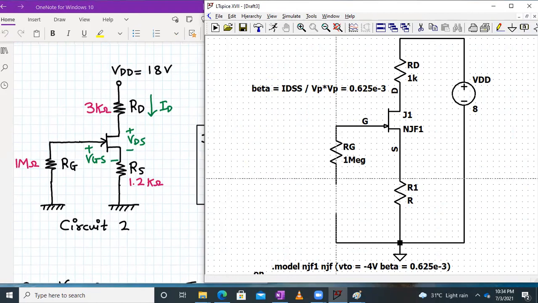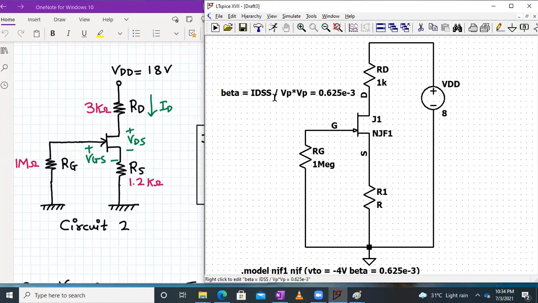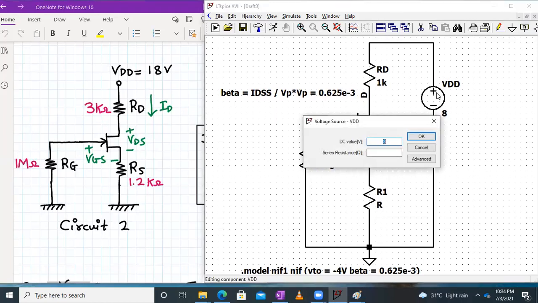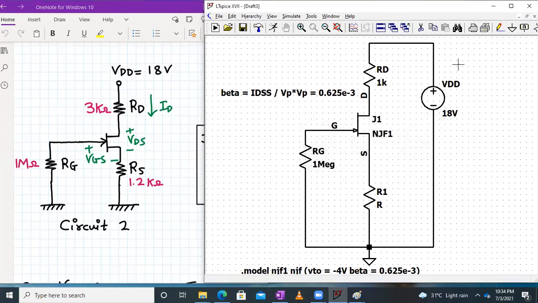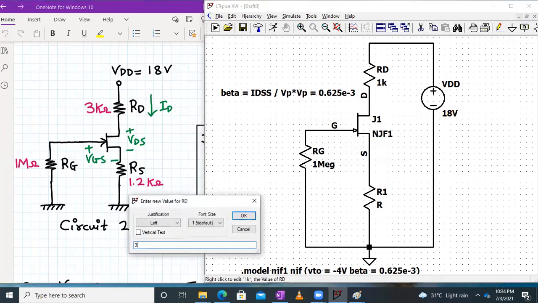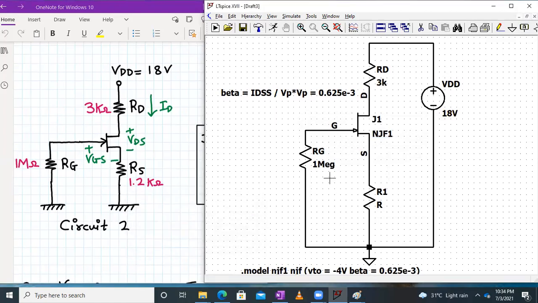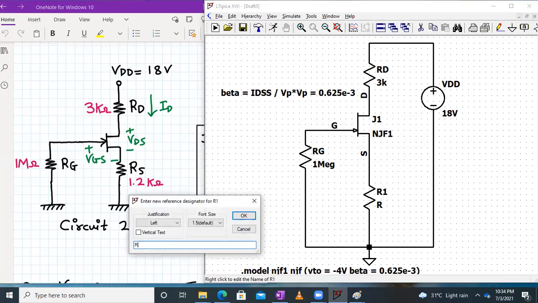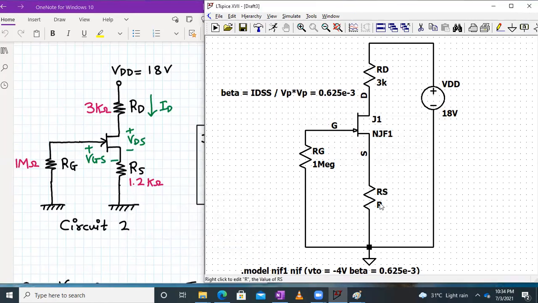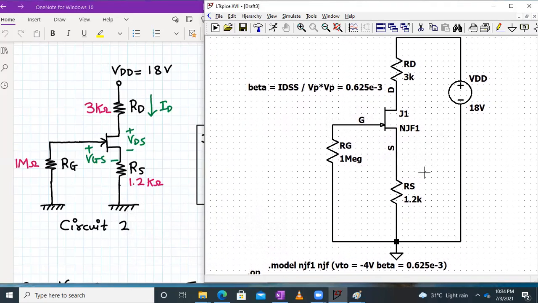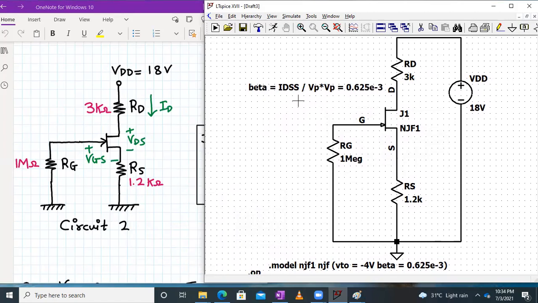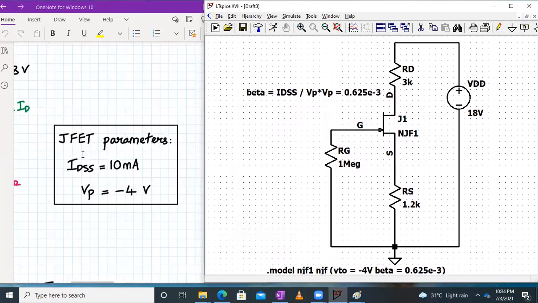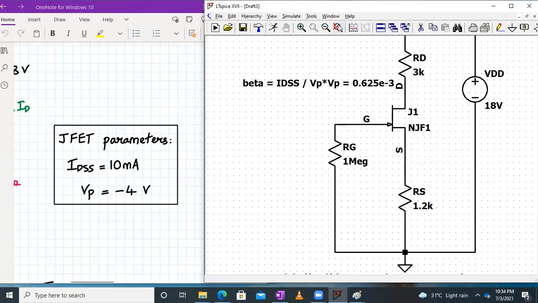So I'll connect it like this. Over here I have to modify the values as per the given data. VDD is given as 18 volt here. RD value is 3 kilo ohm. RG is 1 mega ohm, that is okay. And for RS, let me label it as RS, and the RS value is 1.2 kilo ohm. The JFET parameters are the same, so the dot model parameters will be the same: IDSS will be 10 milliamperes and VP will be -4. So we have entered this data over here.